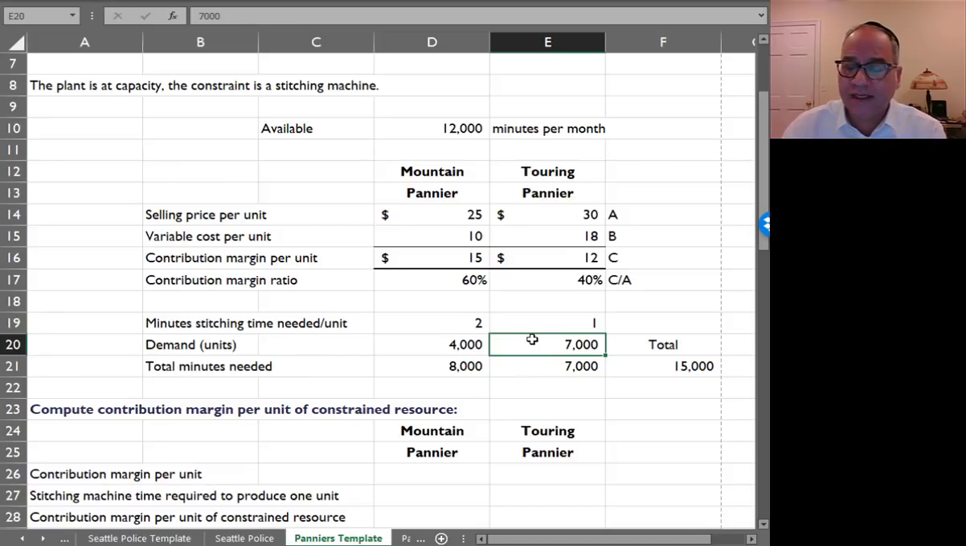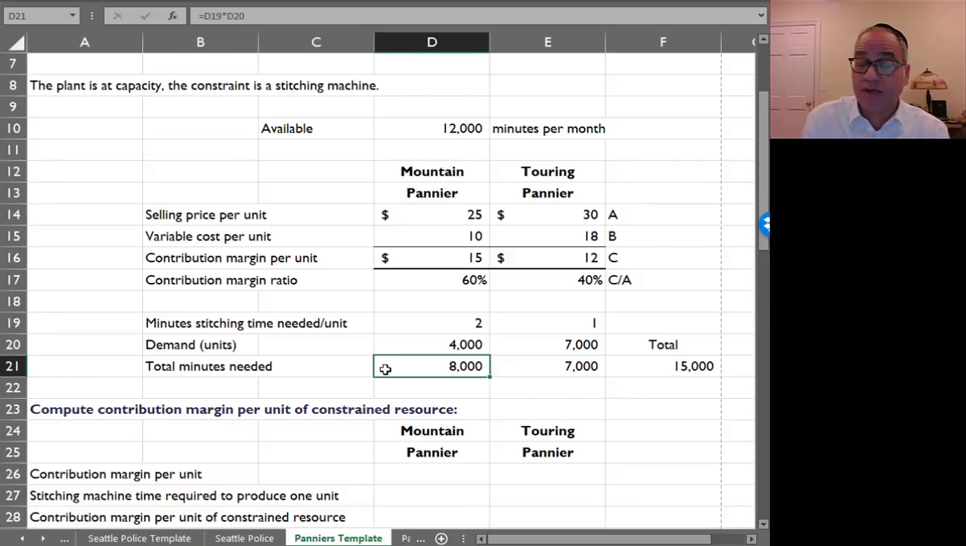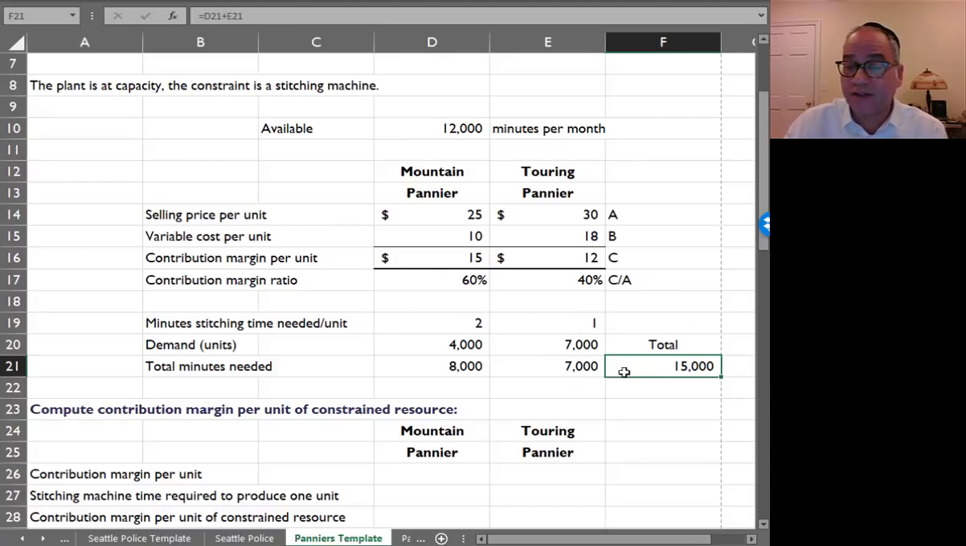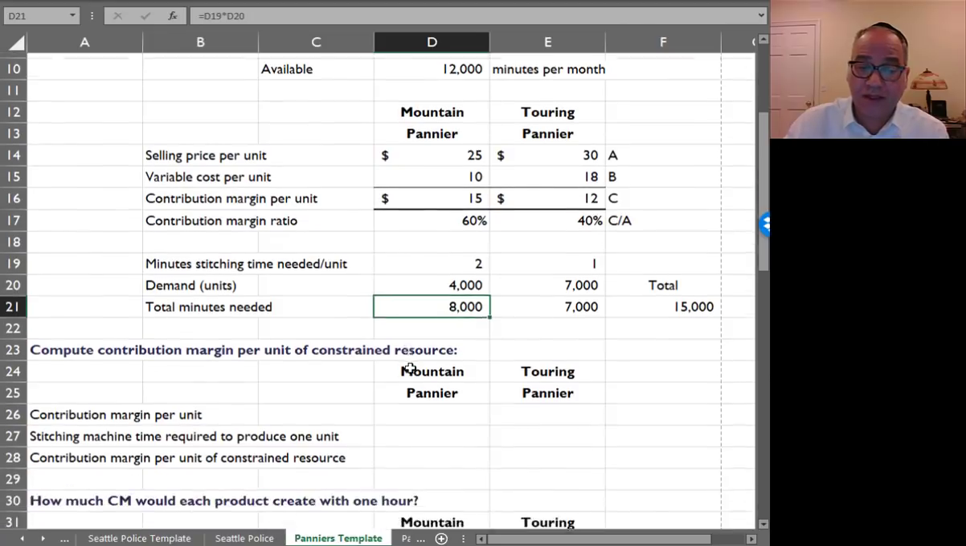The problem is that if you do that, then you would need 7,000 minutes in the stitching machine for the touring pannier, but you would need 8,000 minutes in the machine for the mountain pannier. That adds up to 15,000 minutes, but you only have 12,000 minutes available in this machine. So you can't make all of the items that your customers demand, because you only have 12,000 minutes in this machine, and you would need 15,000 minutes in order to make these units.